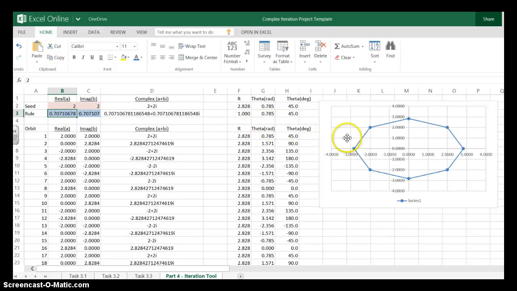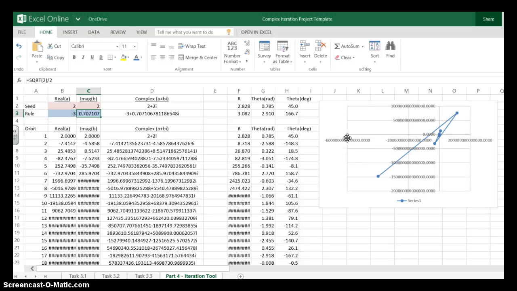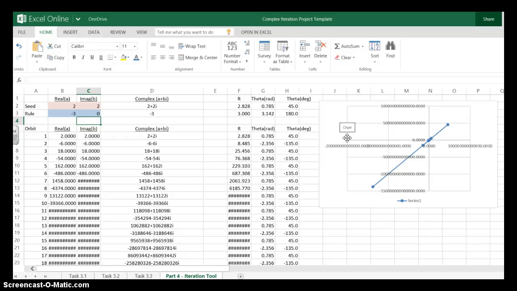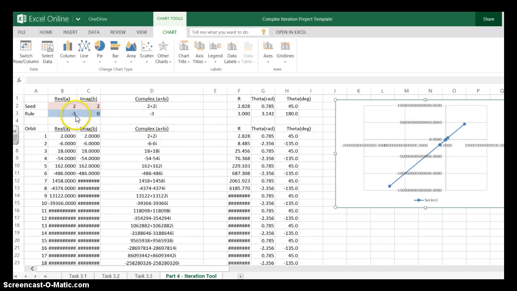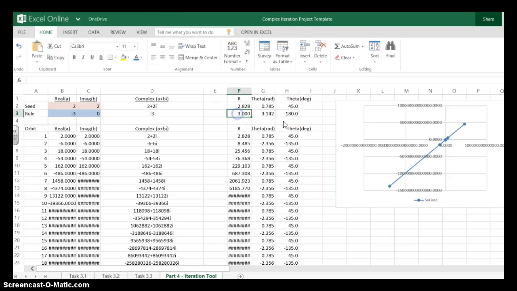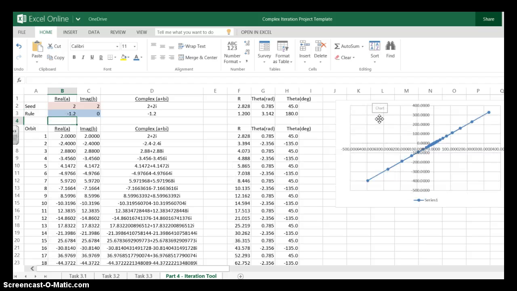And then let's look at what happens if we do a rule, say just a negative number, negative 3 plus 0i. Looks like this thing just starts to bounce along here, along this line. Which makes sense because when we have a negative number, we're scaling it out by 3 and rotating it 180 degrees each time. Maybe to make that easier to see, if I made this negative 1.2, so it doesn't scale out quite so quickly, we can see that it's bouncing back and forth along this line. It's starting at the 2, 2, and so that's, again, maybe not as interesting.